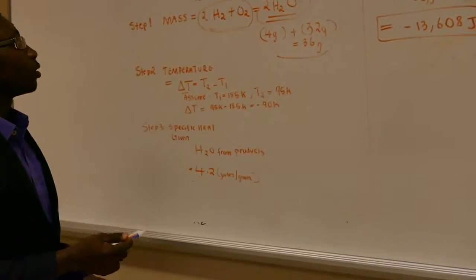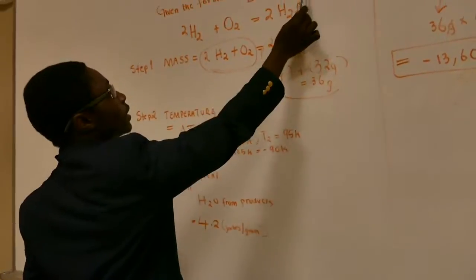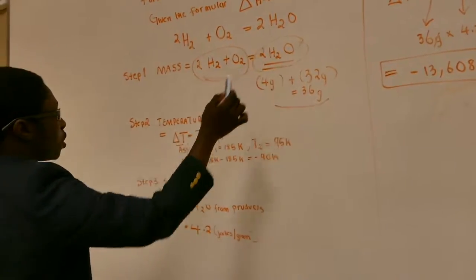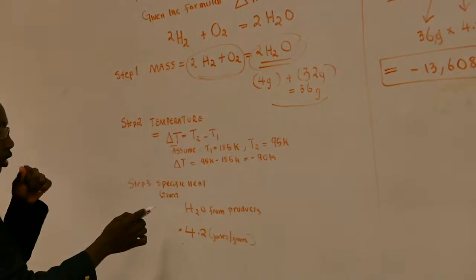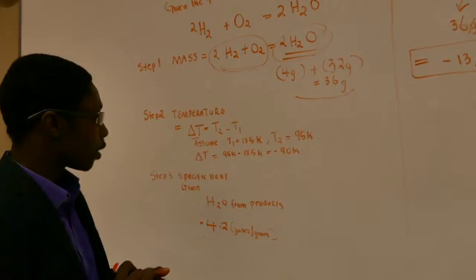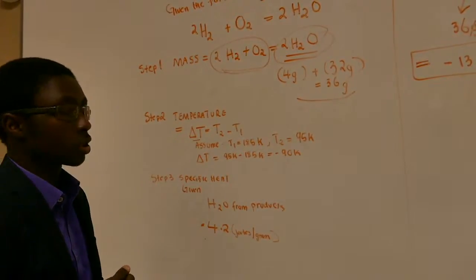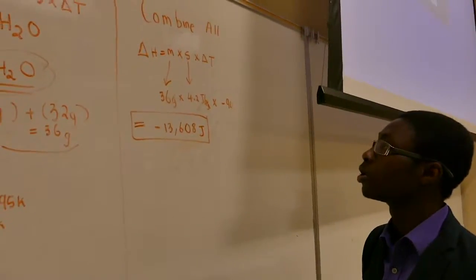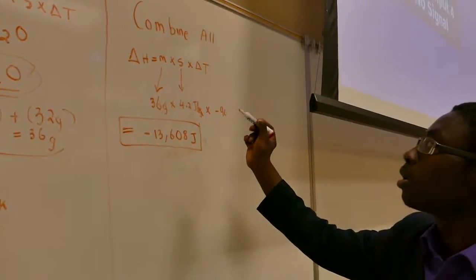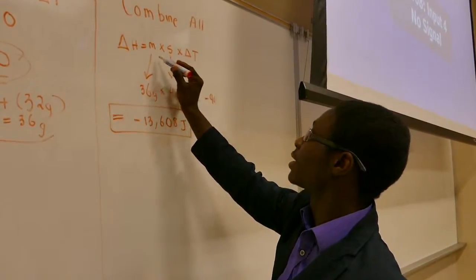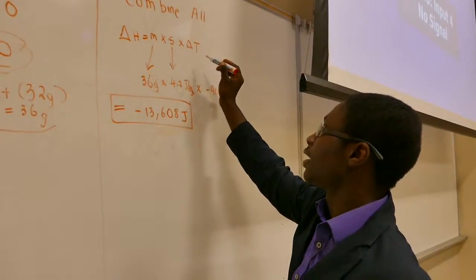For step 3, we're going to have to find the specific heat. Since we know the product is water, H2O, we already know that the specific heat of water is 4.2 joules per gram. So this is how we got it. Now we're going to plug in the whole thing we got from the mass, the specific heat, and the change in temperature.